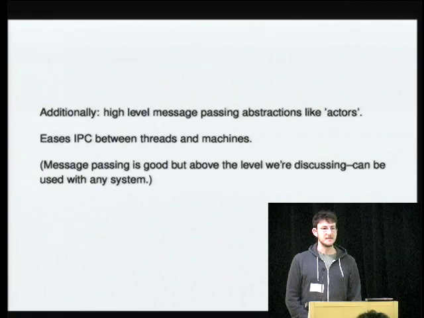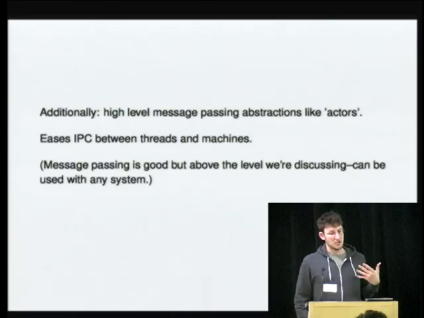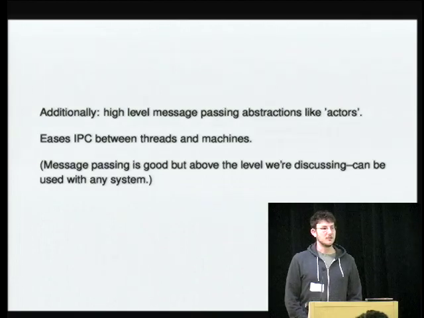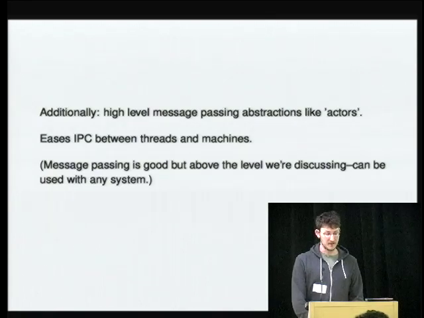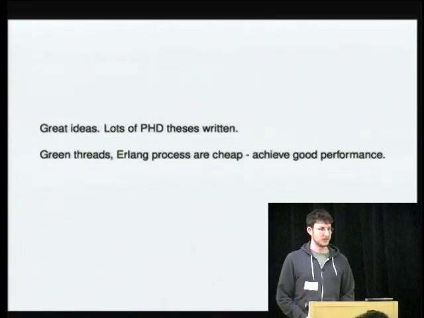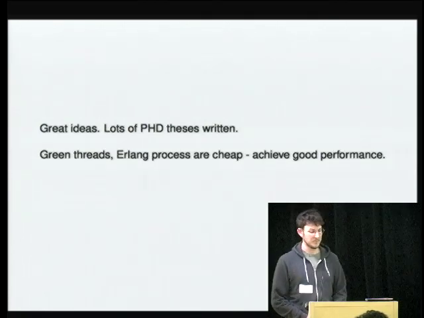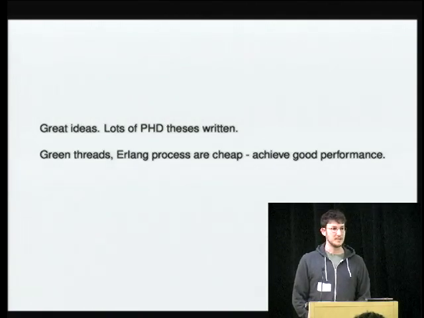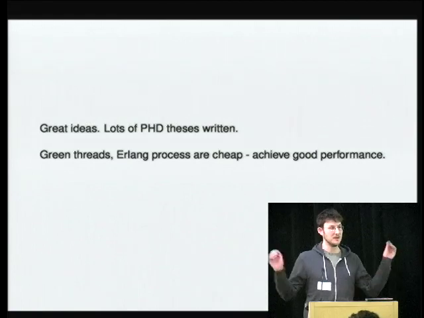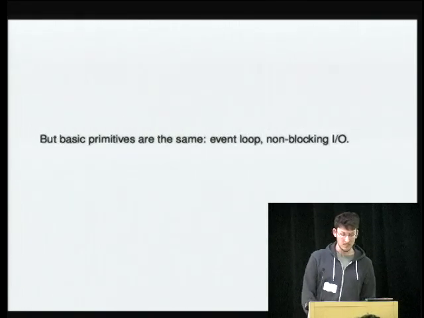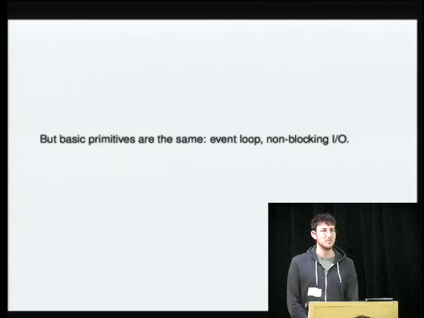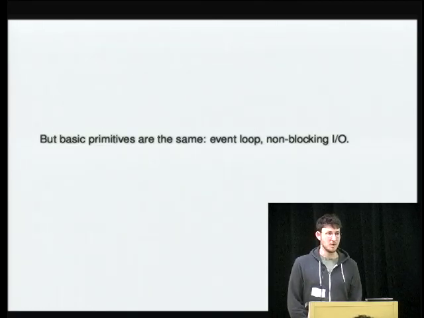So these are great, but this is kind of at a higher level than we really want to talk about. We're talking about what the concurrency mechanism looks like to the programmer. What does it look like at the thread level? This is something that's built on top of these other mechanisms. So all these things are great. Lots of PhDs have been done with these ideas. And these green threads and Erlang processes are super cheap. You can spin up thousands, tens of thousands at a time, and cost almost nothing. But underneath, it's still an event loop with some OS threads and some non-blocking I/O.